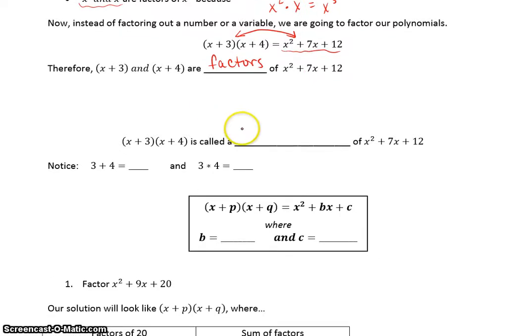This is called a factorization of that polynomial. I want you to notice where the 3 and 4 might have come from. If you add 3 and 4, you get 7. If you multiply 3 and 4, you get 12. And you'll notice that 7 is in the x term and 12 is the constant term. So we're going to keep that pattern up. Whatever we multiply by, that will give us the constant term. And whatever we add together, that will give us the x term.